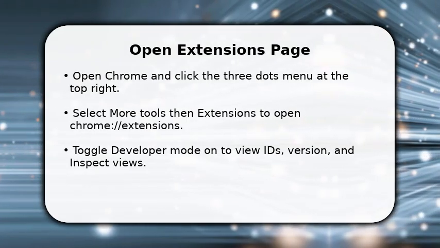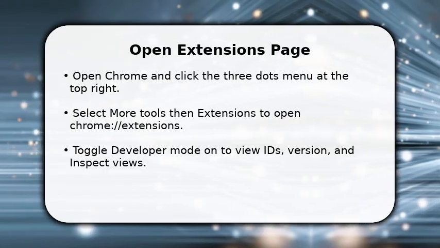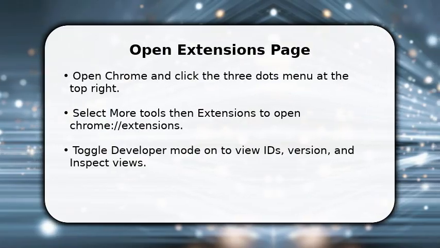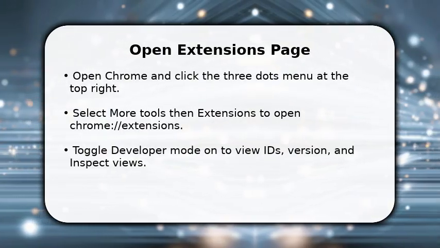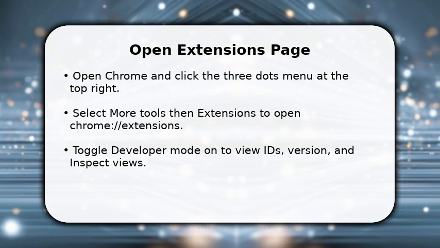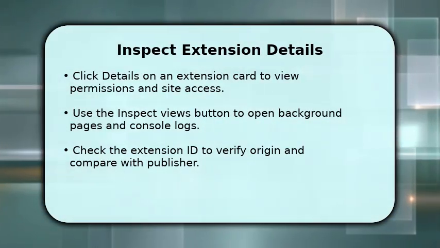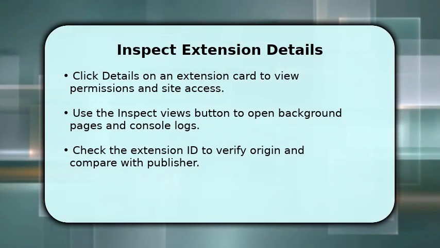Toggle Developer Mode on to reveal each extension ID, hidden permissions, and the Inspect Views button for background pages. Use the search box at the top to find extensions by name or publisher quickly. Click Details on any extension card to view its permissions and site access settings.